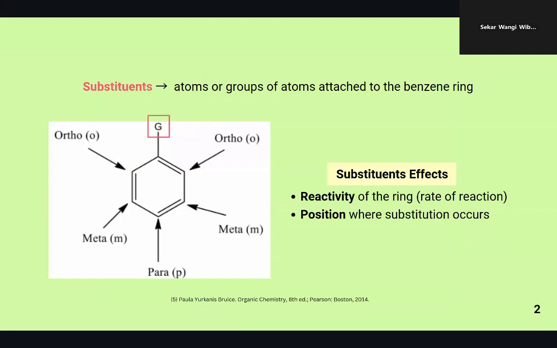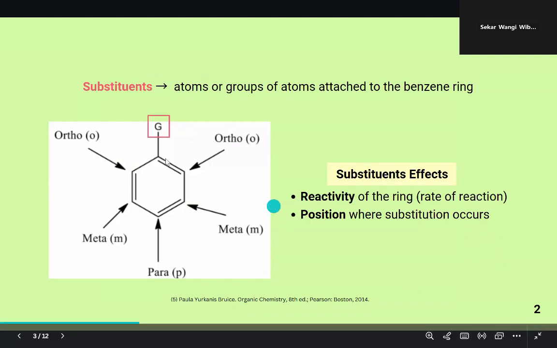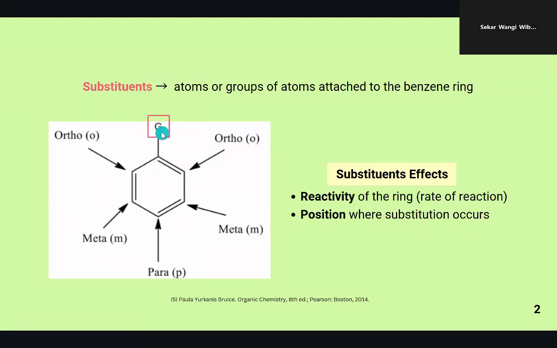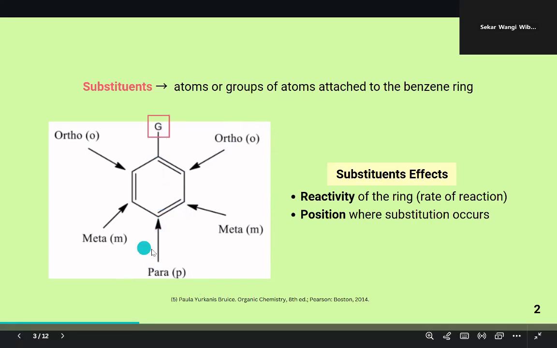So, what are substituents exactly? Substituents are atoms or groups of atoms that are attached to the benzene ring. For example, in this slide, we have G, which is a placeholder for substituents, and beside it is the ortho position, and then the carbon after that is the meta position, and the carbon that is exactly across from the substituent is called the para position.